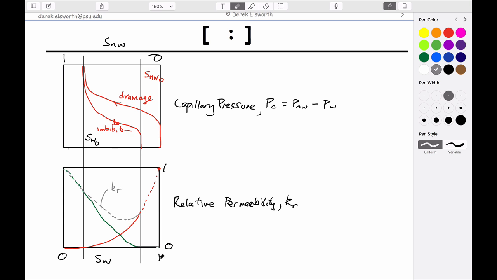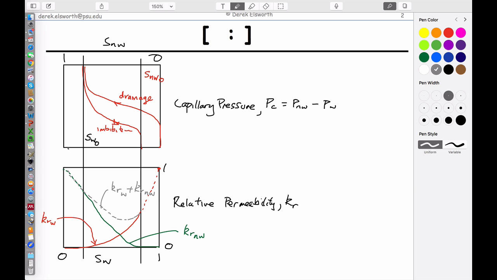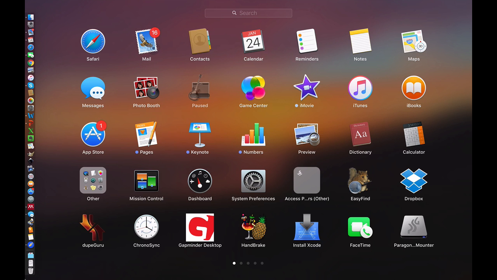Which one's which for these? This is the relative permeability of the non-wetting, and this is the relative permeability of the wetting, of water, if you like. And so this is the relative permeability of the wetting plus the relative permeability of the non-wetting. Wetting is the water? Water, yeah.